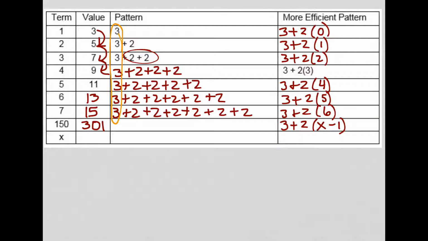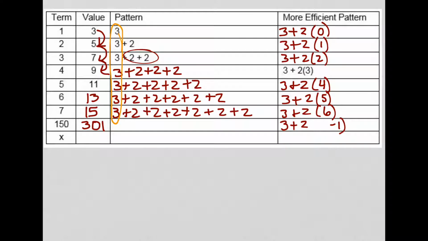Remember way back at the beginning, did we add anything on our very first term? No, it was just 3 plus no 2's. So we didn't add it on every time. We only added it on the next one. And so it's like we have to subtract 1 off because it's like only after that did we start adding on the 2's.